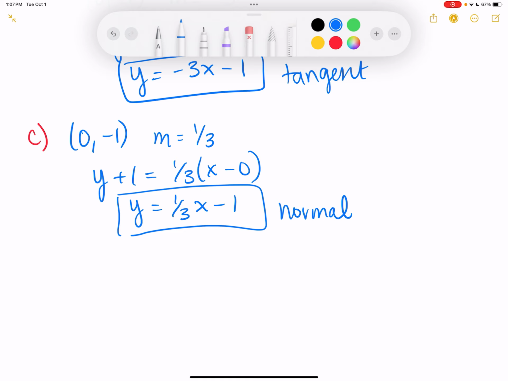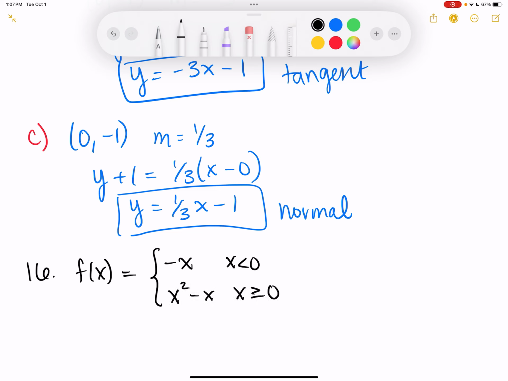Oh, okay. I was trying to register what was happening here. f of x equals, and this is going to be a piecewise function, negative x for x less than 0, x squared minus x for x greater than or equal to 0. I don't know if I like these pieces at x equals 0. What does piecewise mean? It just means there's multiple pieces of the function.